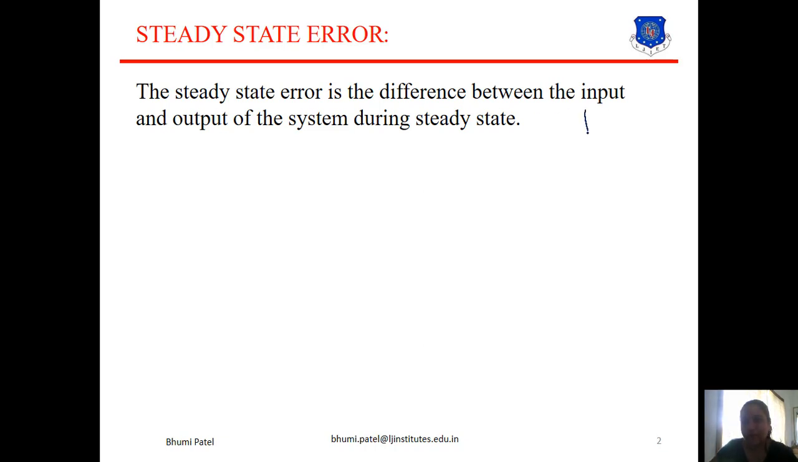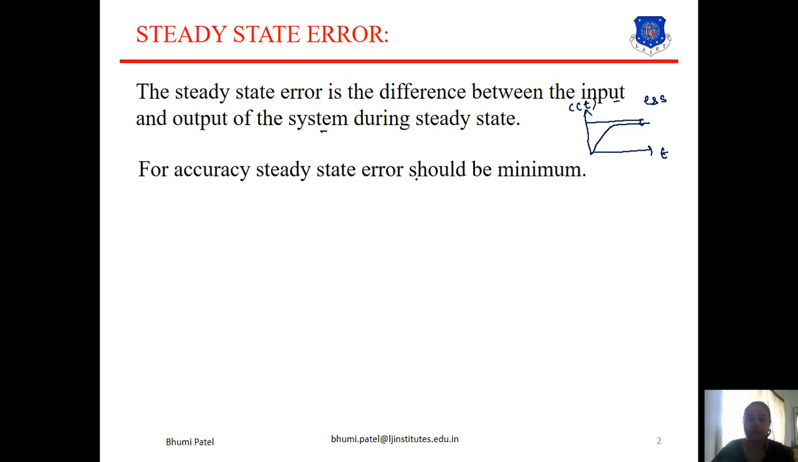As we know, this is the graph for the transient and steady state response. This is the input signal and we can get the graph like this. So this error is known as the steady state error, ESS. It is the difference between the input and output of the system during the steady state region. So for accuracy, the steady state error should be minimized.